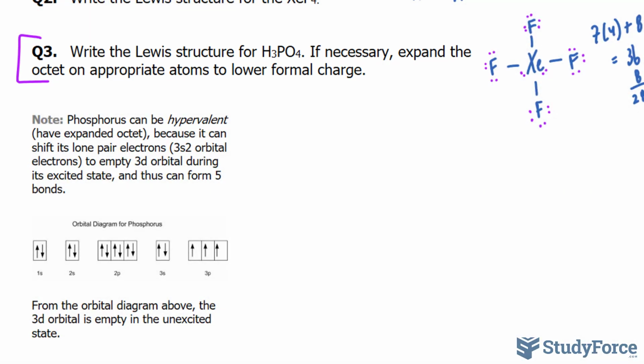So the molecule we're working with here is phosphoric acid, and it consists of 3 hydrogens, 1 phosphorus, which is the central atom, and 4 oxygen atoms. Let's go ahead and create the Lewis structure first. We have P, the least electronegative atom, surrounded by 4 oxygens, and there are 3 hydrogens bonded to the oxygens.